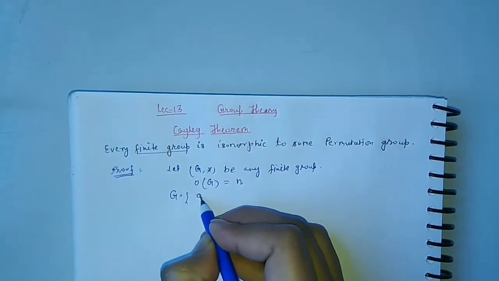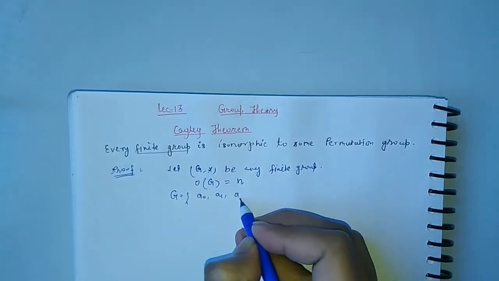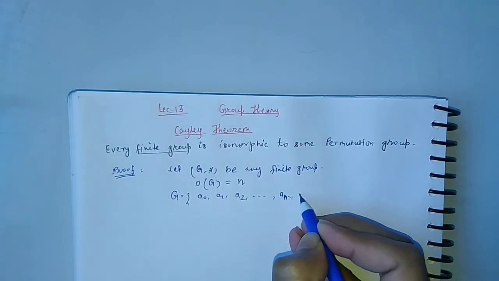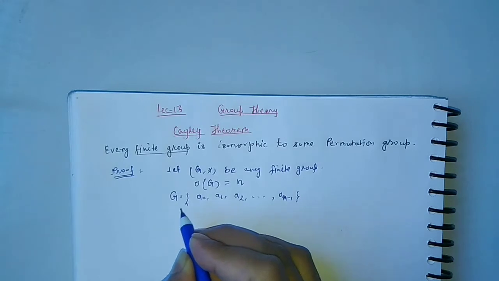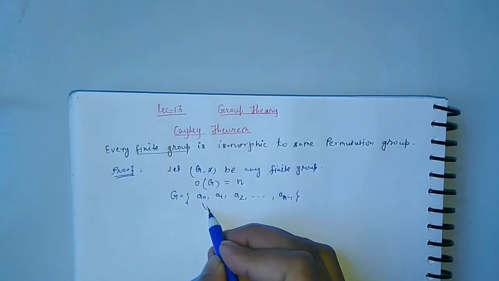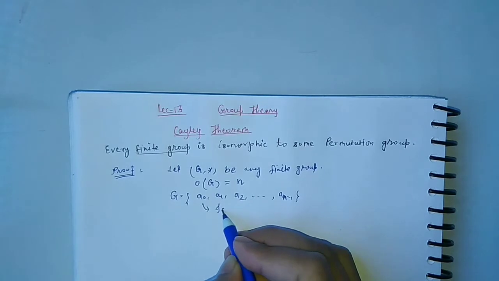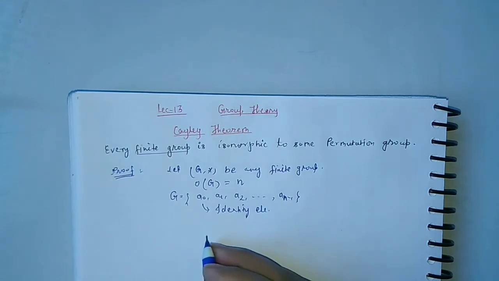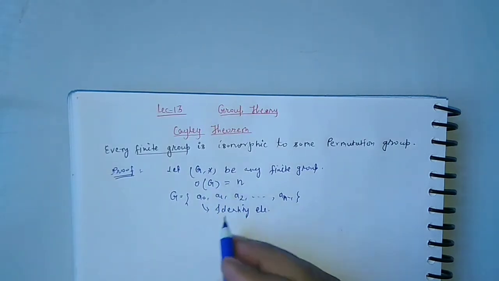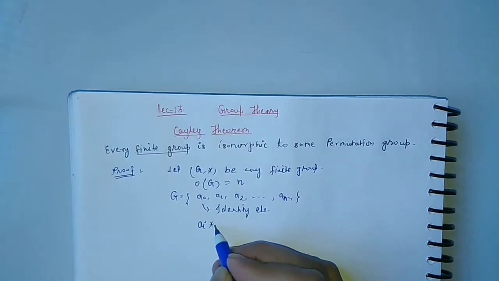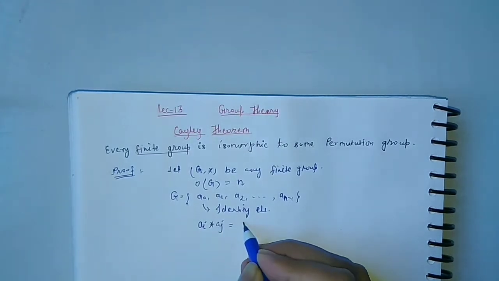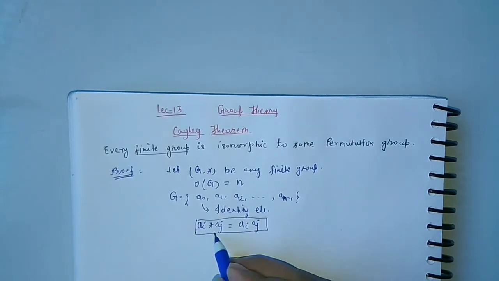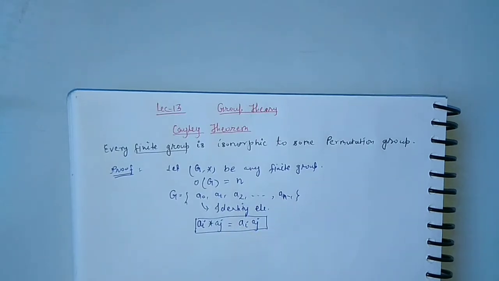And let G = {A0, A1, A2, ..., An-1}. That is, these are the n elements from the group G, where A0 is the identity element of group G, and we define the operation on the elements like this: Ai star Aj is simply equal to Ai Aj. So this is the definition of the operation on this group.